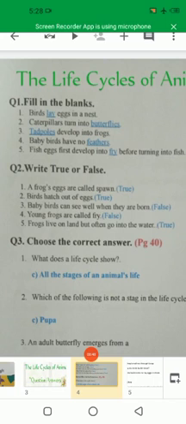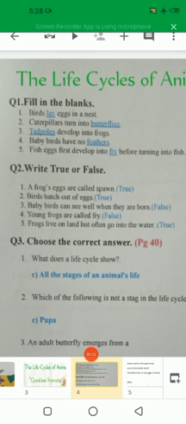First statement is a frog's eggs are called spawn. It is true. Next statement is birds hatch out of eggs. It is also true. Next statement is baby birds can see well when they are born. It is false. Next, young frogs are called fry.